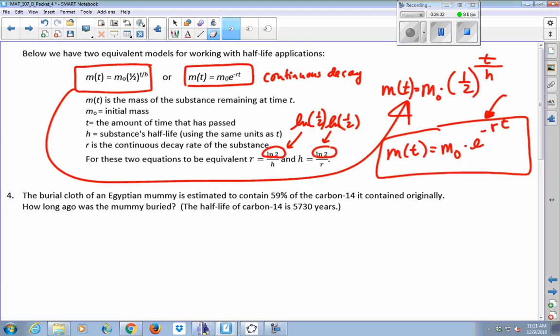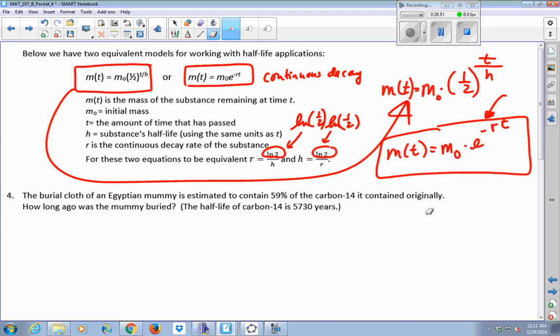So the moral of the story is this, folks. If you have a half-life problem and you're not given a continuous rate, use the easier formula right here. Because otherwise you have to convert back and forth using these two equations here. So let's take a look.